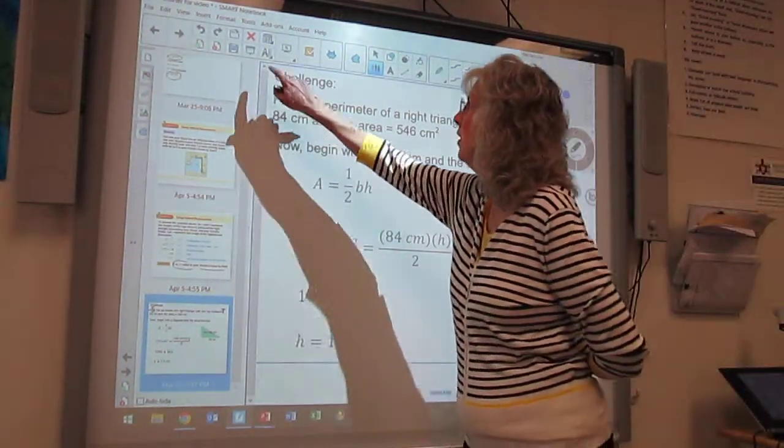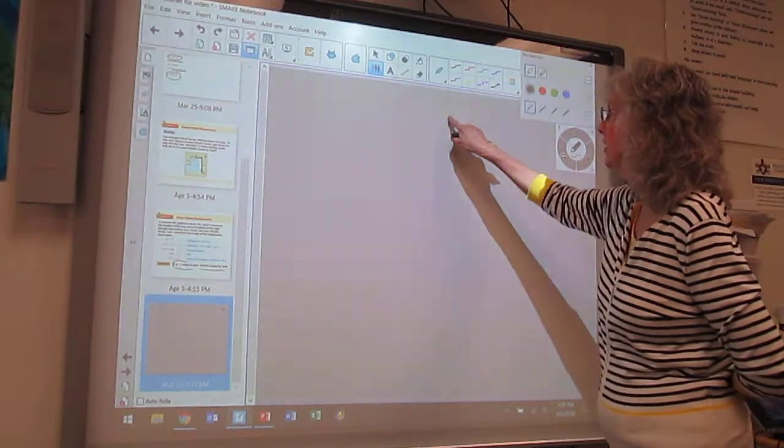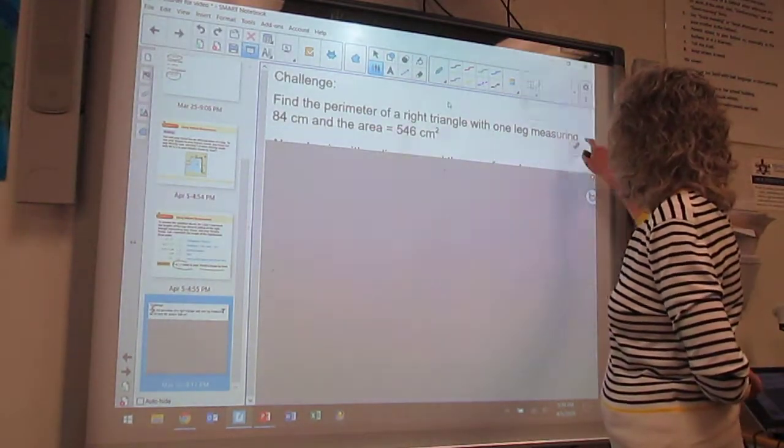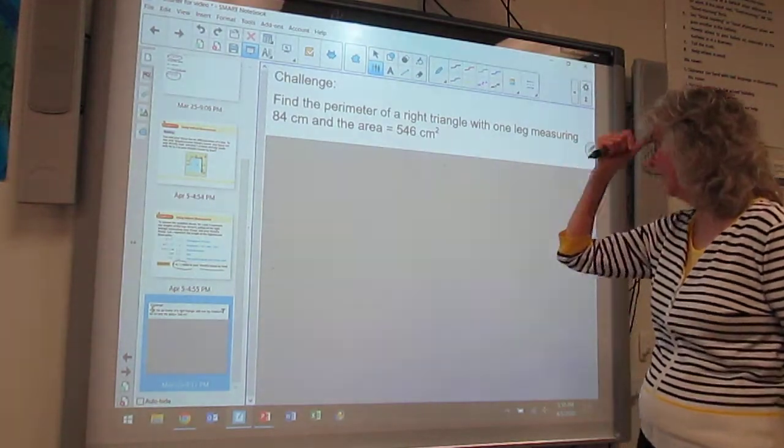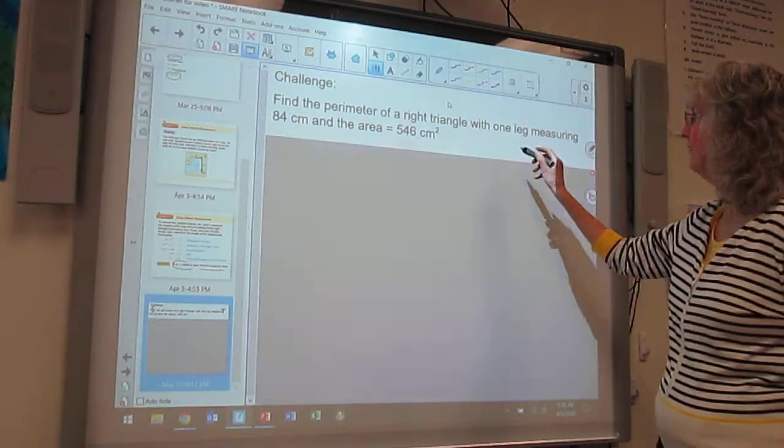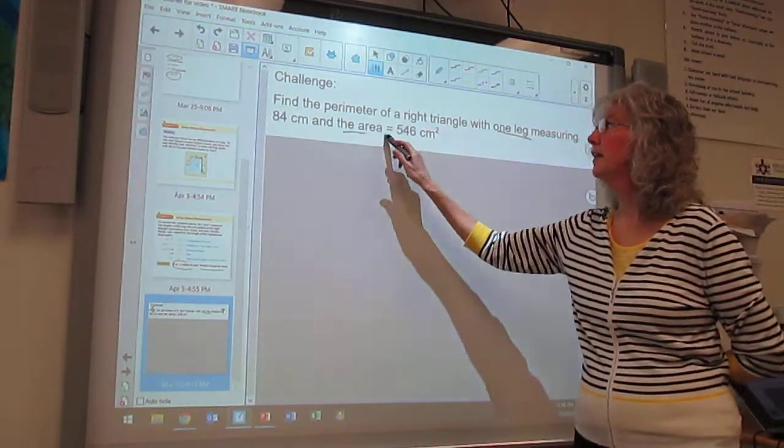Let's move on to one more. This one's a little more challenging. I'm going to walk through it. I'm not going to go all the way through it. We want to find the perimeter of a right triangle when we're given one leg and the area. Now that's a little different.